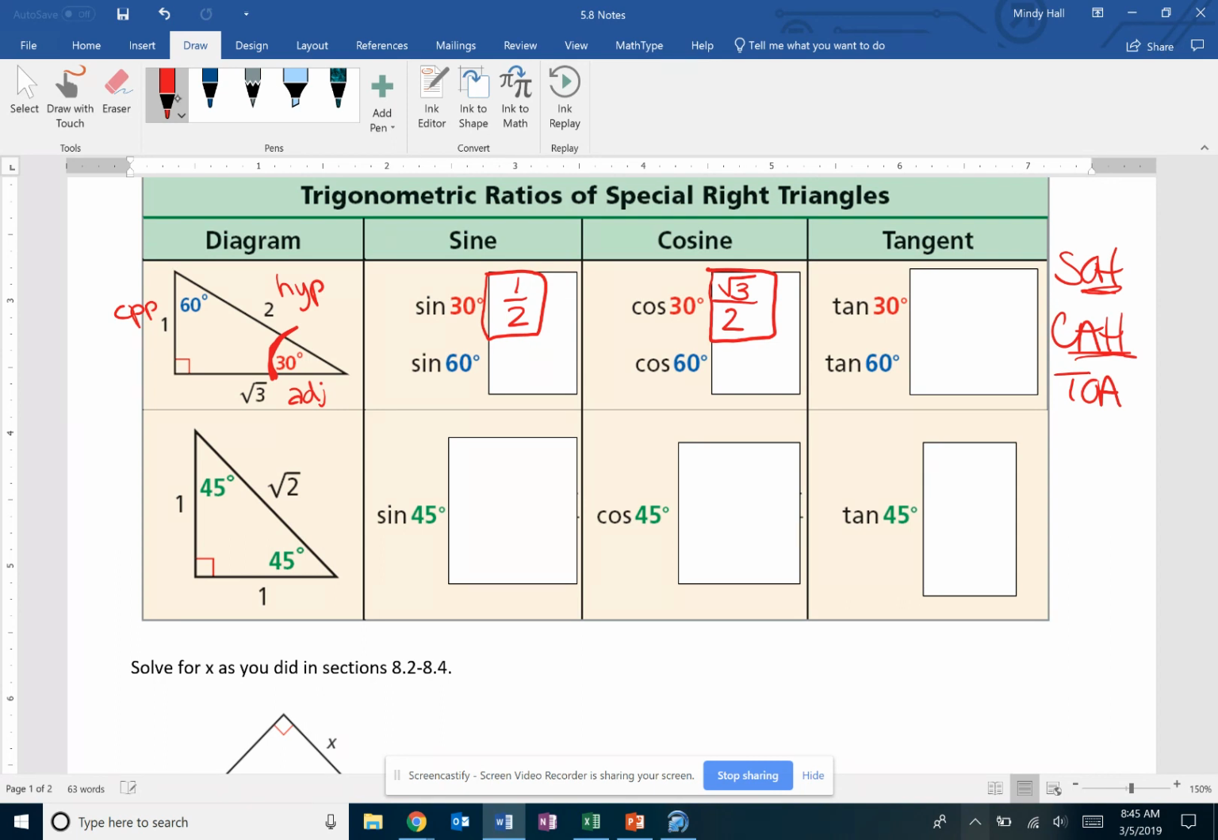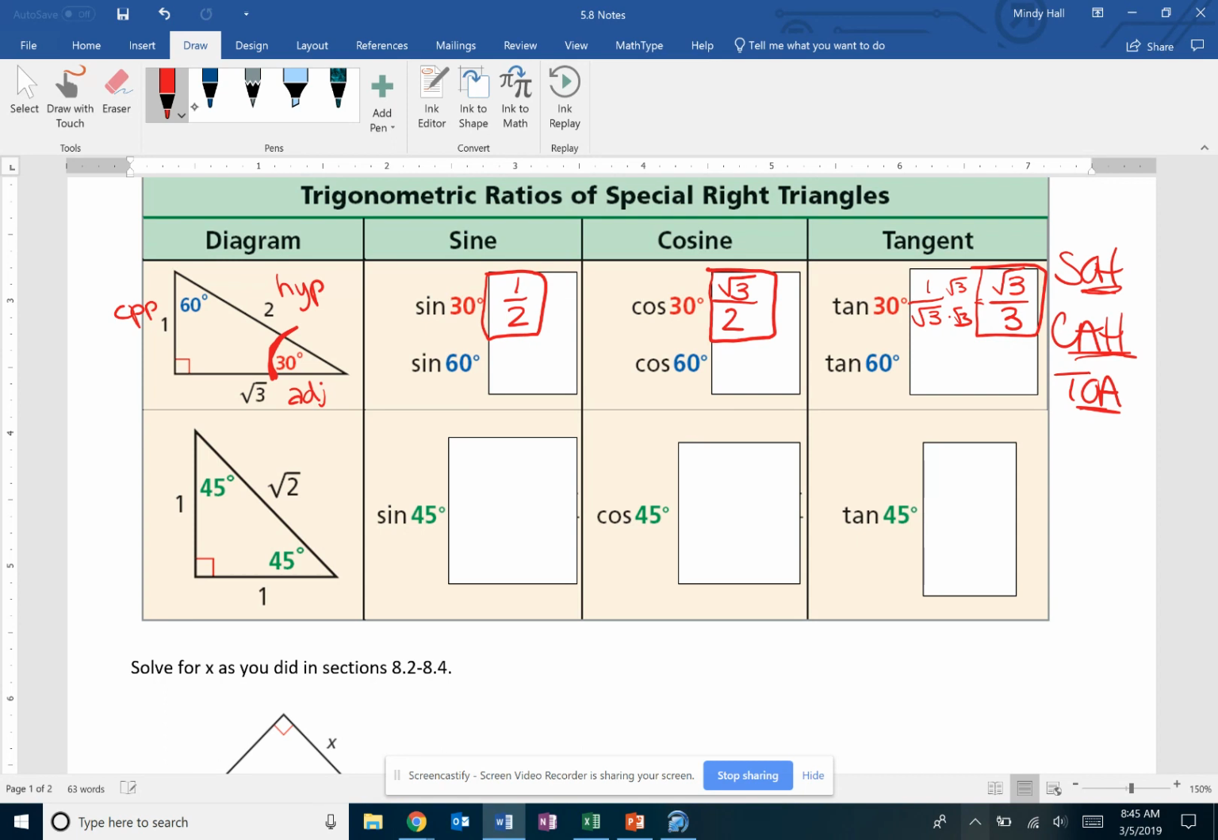So then tangent of 30 is opposite over adjacent. So then opposite is 1, adjacent is square root 3, and this is why we reviewed rationalizing the denominator. We need to multiply by the square root of 3 over square root of 3. So when we do that, square root 3 times the square root of 3 is square root of 9, and the square root of 9 is just 3. So we have square root 3 over 3.